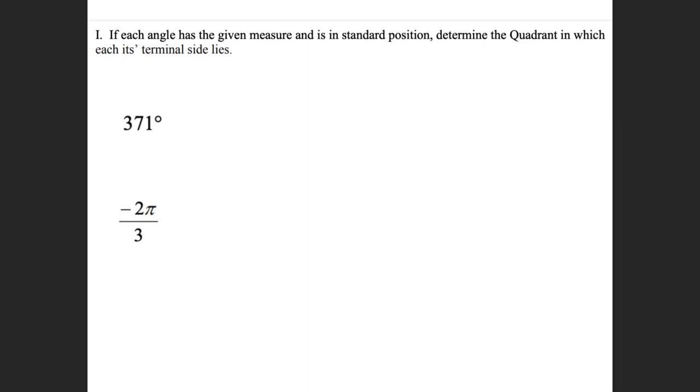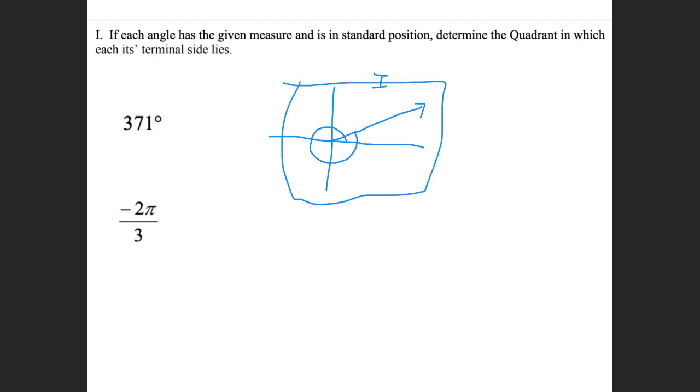So 371 degrees. I'm only going to do one of these, okay? We can go all the way around. This is 360, right? So 371 would be right about there. Which quadrant does it land in? 1. Guess what? It says to show your work. This is your work. I need to see that. Do you understand? You need to show me your work.